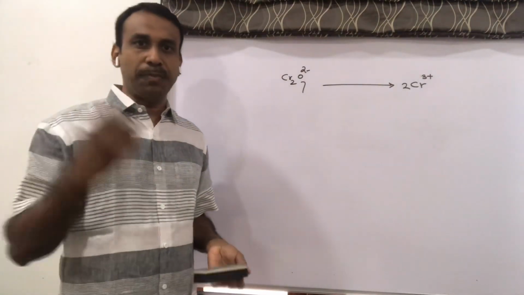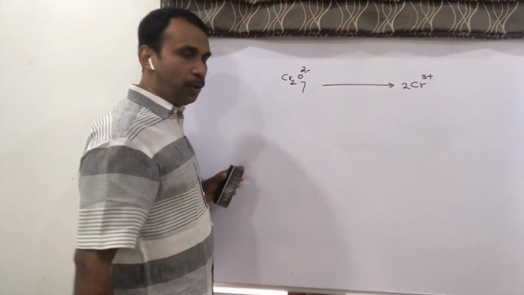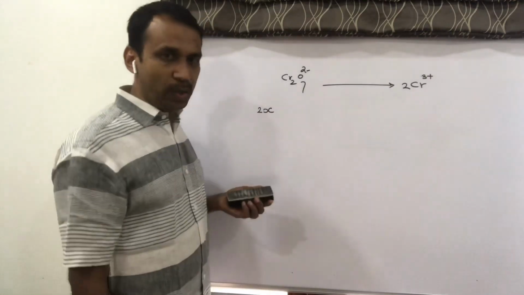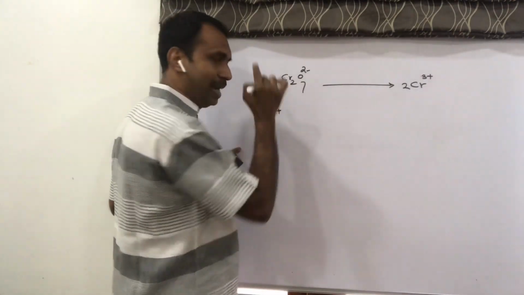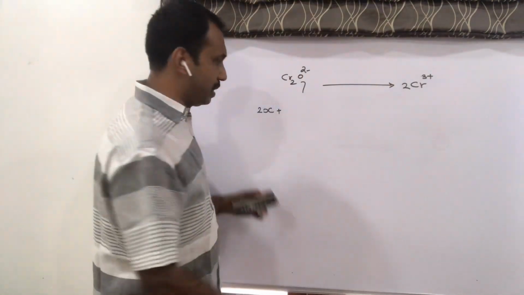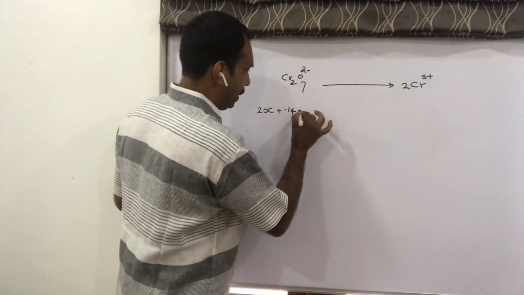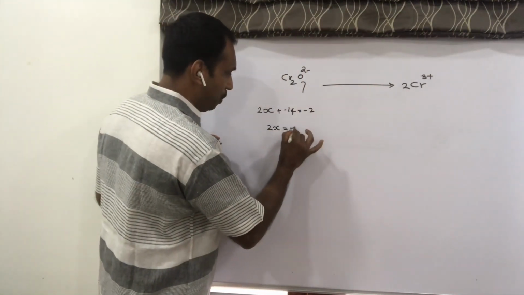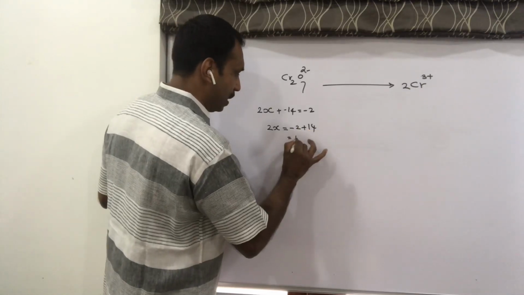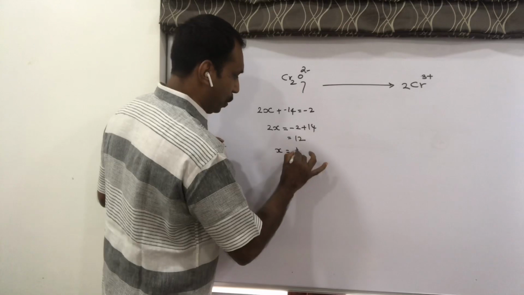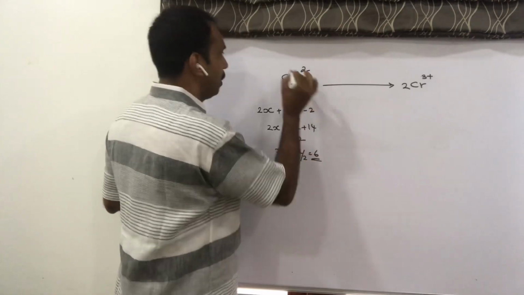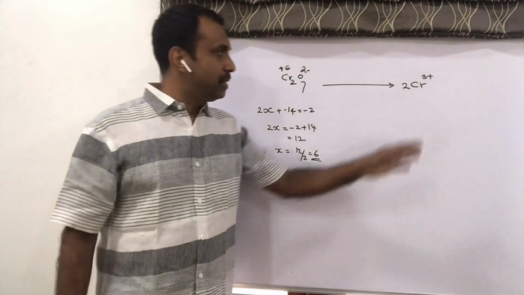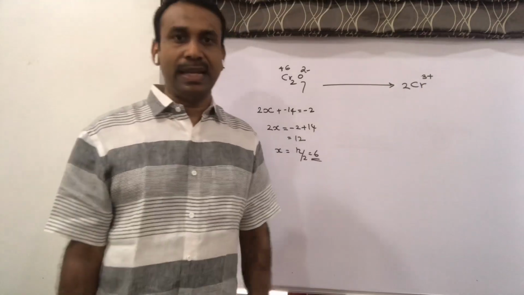Just like the last problem, find out the oxidation number of chromium. There are 2 chromium. So, oxidation number of chromium, take it as 2x, plus oxidation number of oxygen -2. There are 7 oxygen, so total will be -14, that is equal to -2. Clear? From this, we get 2x equal to -2 plus 14, that is equal to 12. Then x equal to 12 by 2, that is 6. Oxidation number of chromium on the reactant side is +6, then oxidation number of chromium on the product side is +3.